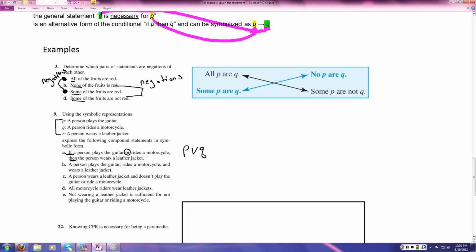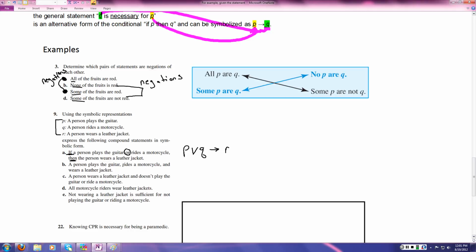Then, that tells me it's a conditional. So the person wears a leather jacket, that would be R. So A would be symbolically represented as P, down caret Q, arrow R, and that would be written as P or Q implies R. So if P or Q, then R.